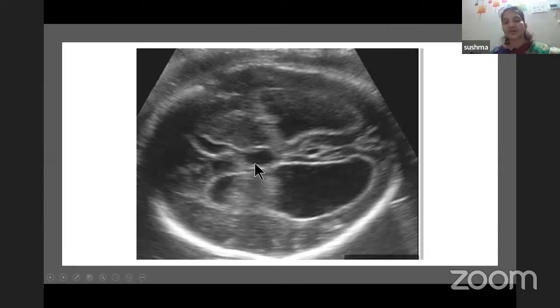Then what is this? Here we can see the posterior horn is dilated, and also here, as you can see, the anterior horn is also dilated on both sides. And we can see the near ventricle also, its posterior horn is dilated. But what is this structure that we can see here? I'll give a few seconds if anyone wants to answer.